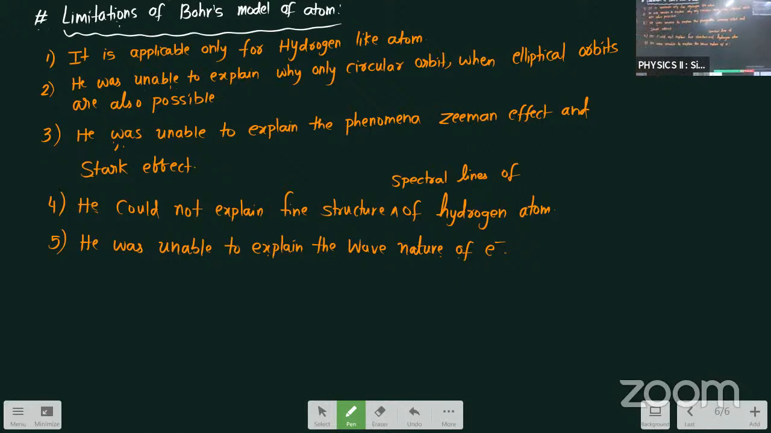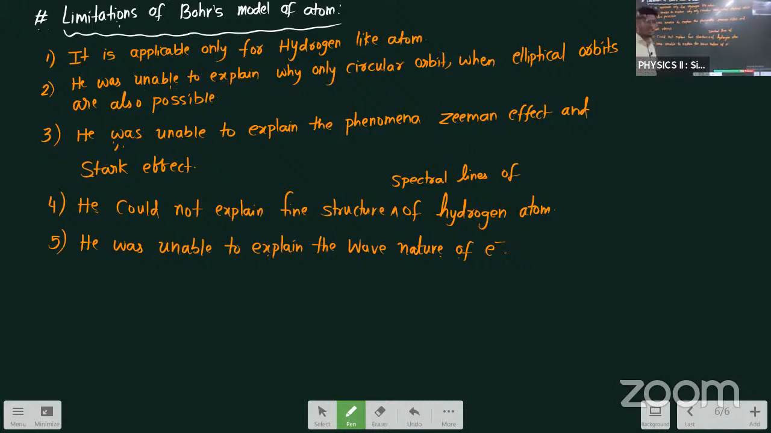What was the second limitation of Bohr's model of atom? He was unable to explain why only certain circular orbits are allowed when elliptical orbits are also possible. What is the third limitation? He was unable to explain the phenomena of what? Stark effect and Zeeman effect. What is the fourth one? He could not explain the fine structure of spectral series.